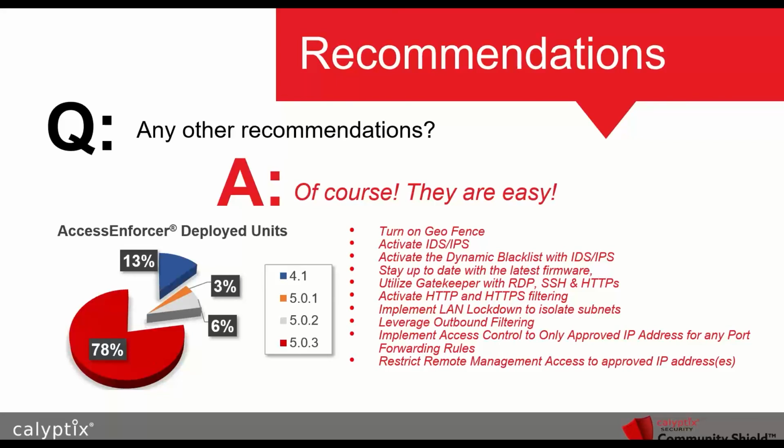LAN lockdown to isolate subnets, especially when you find your cameras from China going back to China. You don't want those cameras on the same business network. Limit what they can touch. Leverage outbound filtering. Make sure you're blocking SNMP unless you're intending it to go somewhere. Block 445 and the other SMB ports. Implement access control on port forwarding rules and restrict remote management. Those things can significantly change your attack surface.